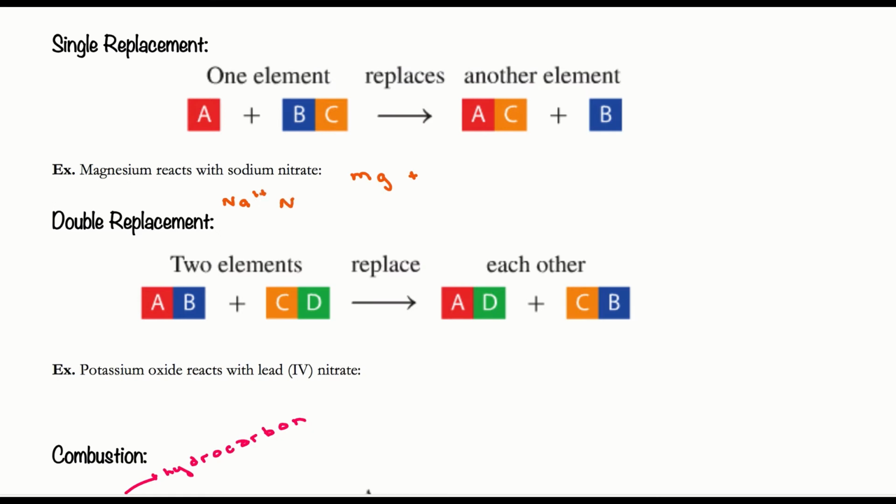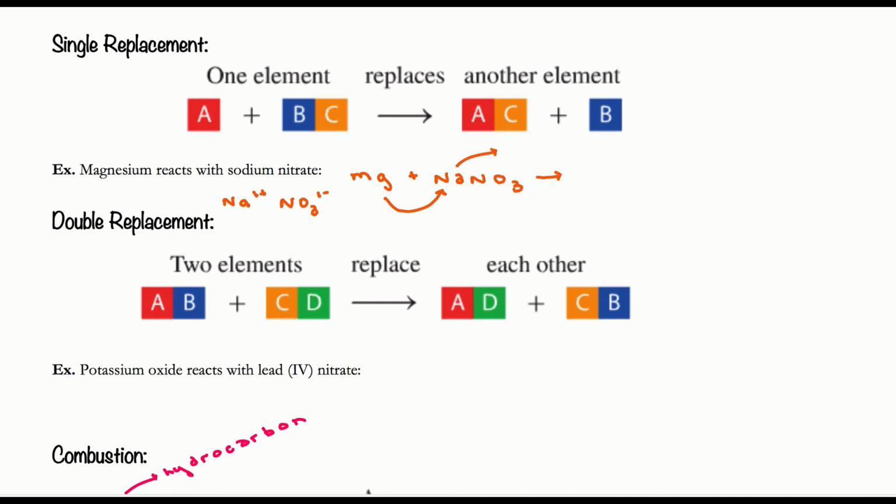Nitrate has a 1- charge. So when I cross charges, that becomes NaNO3. Now, I don't expect you to know this at the moment. We will work on this in the next section.